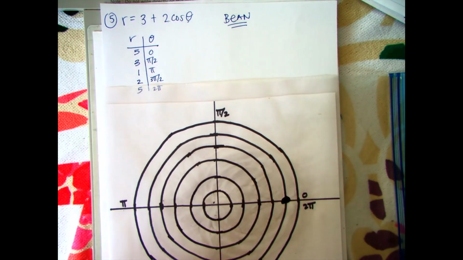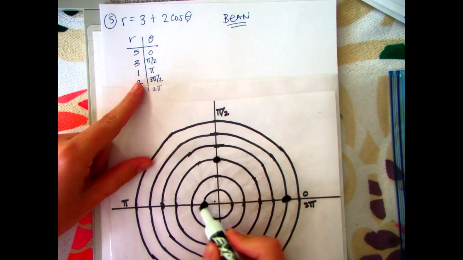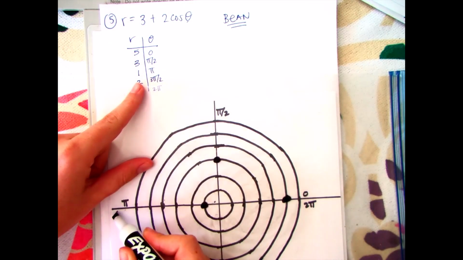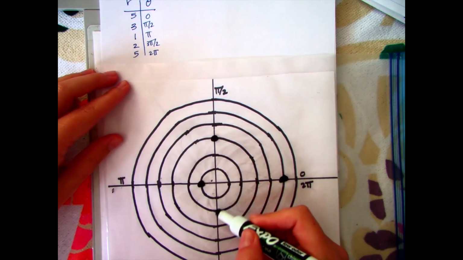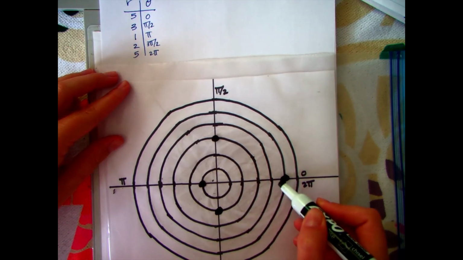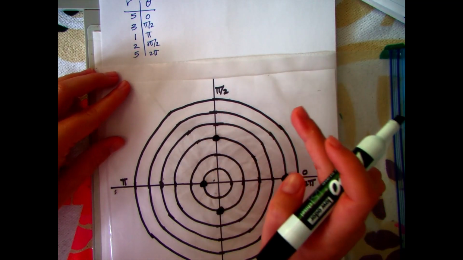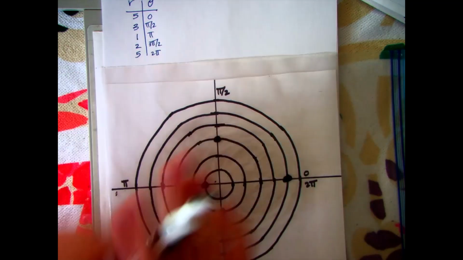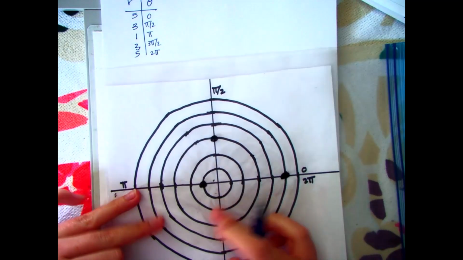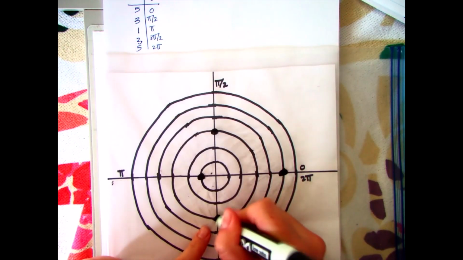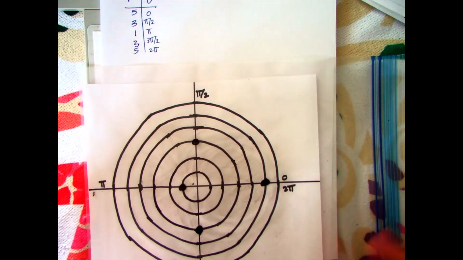Here's our first point, pi over 2. This time pi is at 1, so it's not negative 1, so we're actually going towards pi. And then 3 pi over 2. And then we're back. Oh, wait, what did I do wrong? This is supposed to be 3. Yeah, this is supposed to be 3. I can't add. There we go. All right, so does it look like a bean? It sure doesn't.